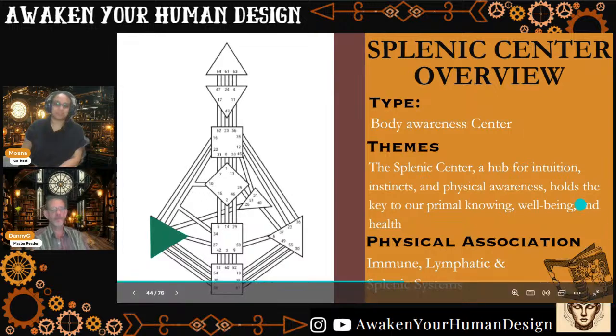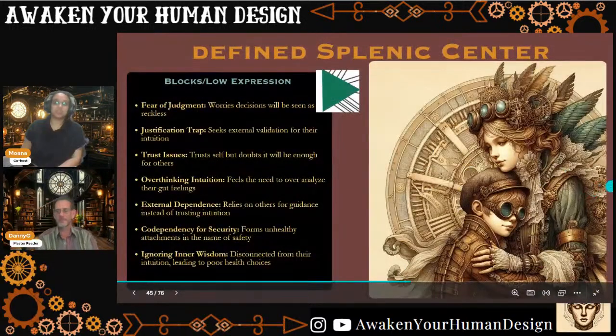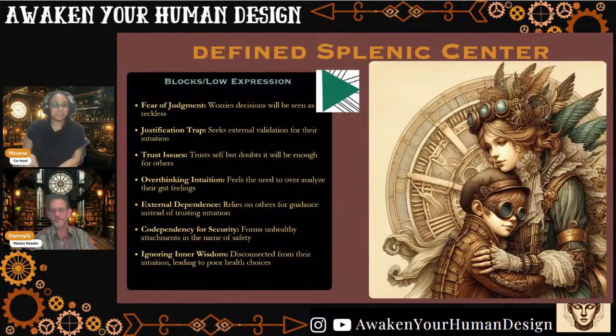All right. Okay, so we're going to first look at the defined spleen. These are the low expressions of the defined spleen. So you have a fear of judgment. You worry that your decisions will be seen as reckless. You try to justify things by seeking external validation for your intuition. It's like, I have to prove that intuitive thing. So you're trying to justify it all over the place.